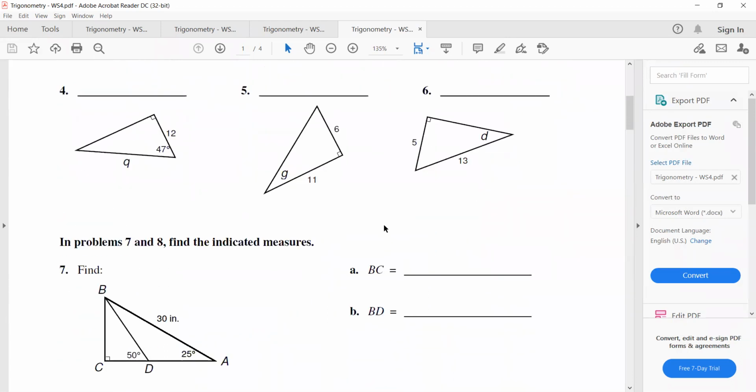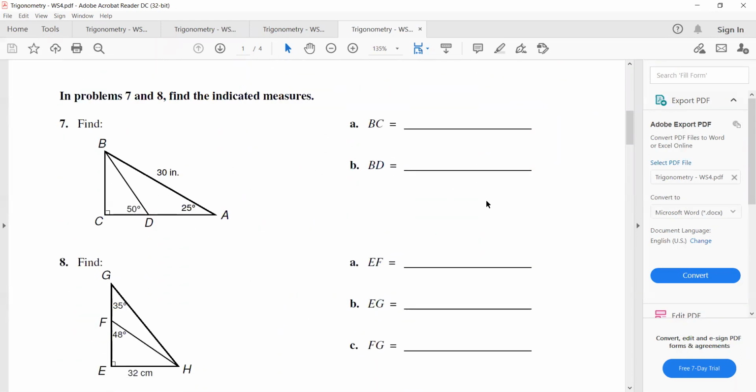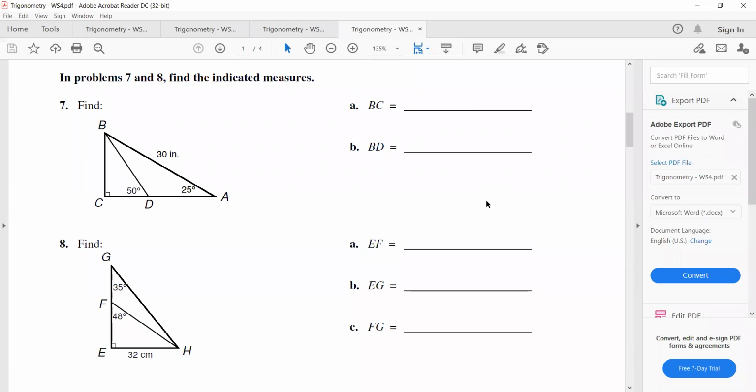Yes, ma'am. Now, question number 7 and 8. Question 7 is BC equal to 12.68. Ma'am, question 7, 8, I don't do. Okay, let me do. Now, here you have to find BC and BD. Suppose BC is X, BD is Y. Suppose. Now, you are given this.